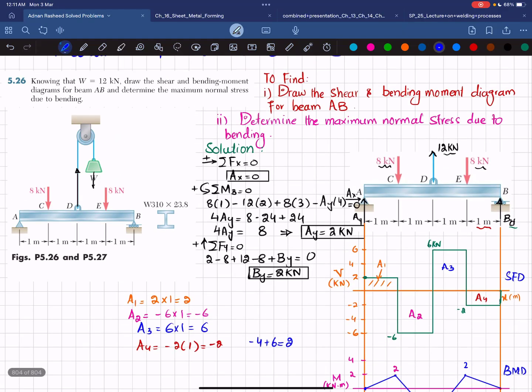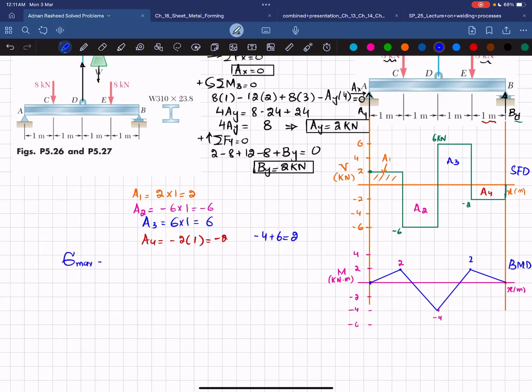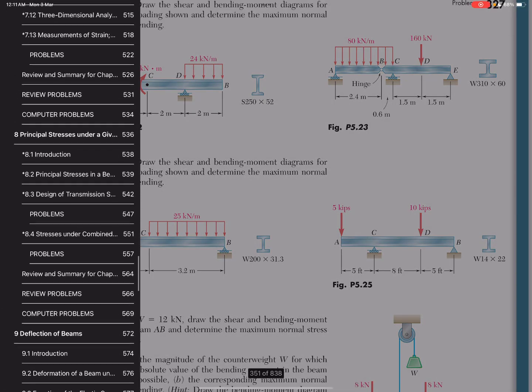Now in the second part, we have been asked to determine the maximum normal stress due to bending. As we know, maximum normal stress is equal to the absolute value of the maximum bending moment divided by the section modulus. You can see here that the absolute value of the maximum bending moment is minus 4 kilonewton meter mod, which gives you 4 kilonewton meter. And what about S? Since we have been given W310 by 23.8, let me show you from the table.